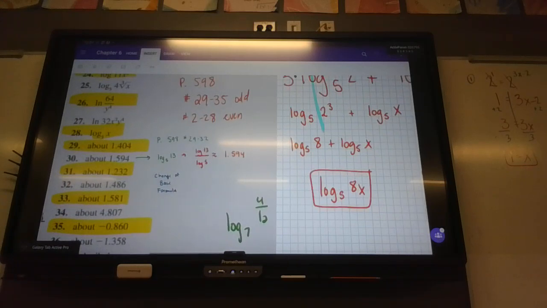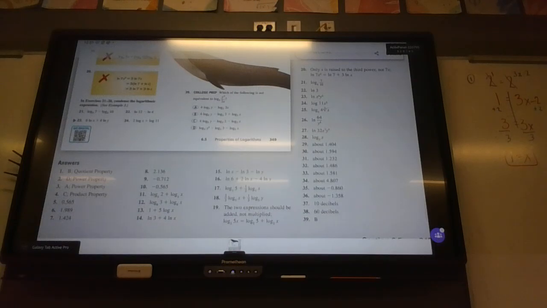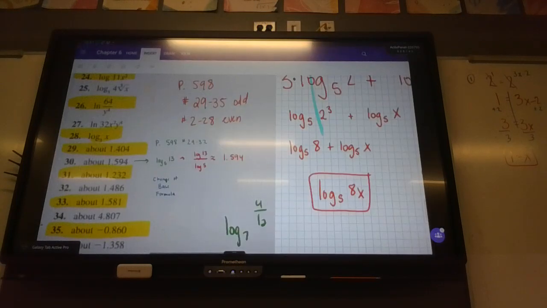I want to review it because it's like a small step in today's work. So it's important that you understand and remember the change of base formula.